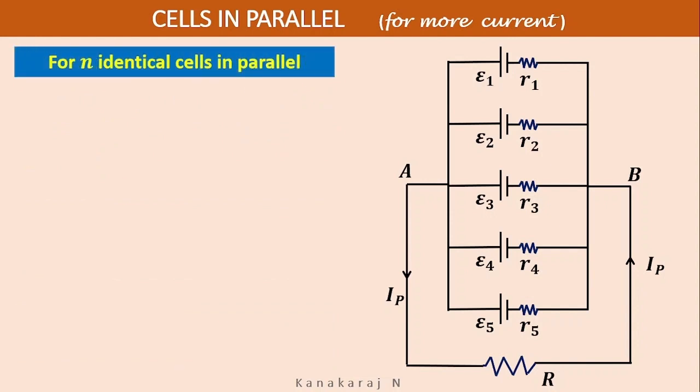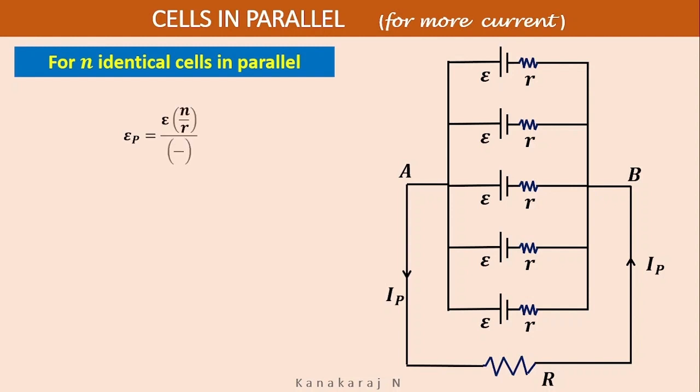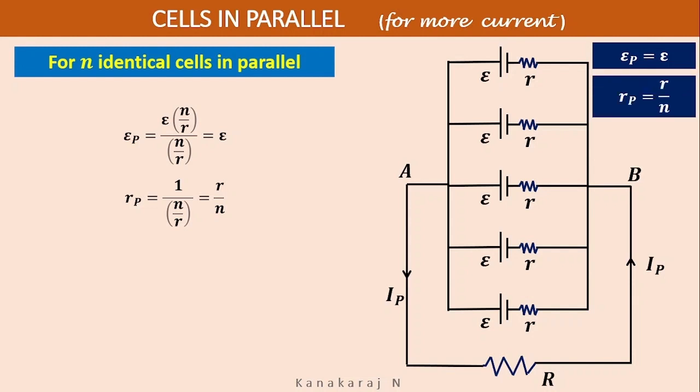For n identical cells in parallel, look at the diagram. Each cell has the same EMF epsilon and the internal resistance R. Now the equation becomes epsilon P equals epsilon into n by R divided by n by R. N by R gets cancelled, equals epsilon. So epsilon P equals epsilon. The total EMF in parallel connection equals the EMF of one cell when all the cells have equal EMF and equal internal resistance. So Rp equals 1 divided by n by R equals R by n. So Rp equals R divided by n, and Ip equals epsilon P divided by R plus Rp.